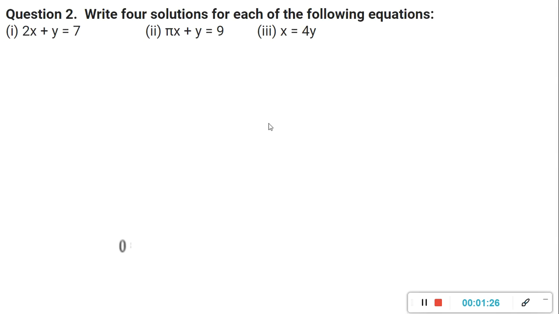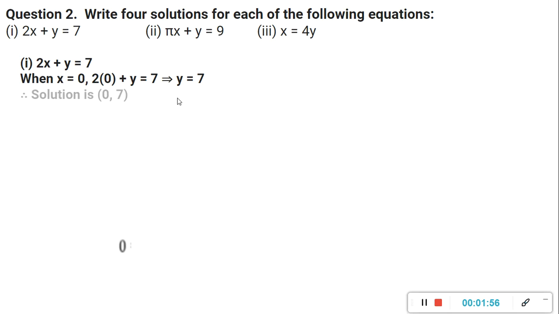Write four solutions for each of the following equations. First question is 2x plus y is equal to 7. Here we can put any value for x. Then we will get the corresponding value of y. Right? So first we can put the value of x as 0. Then 2 into 0 is 0, plus y is equal to 7. Now we can shift this 0 to the right side. Then y is equal to 7 minus 0, that is 7 itself.